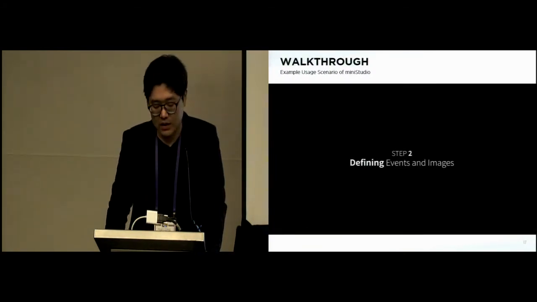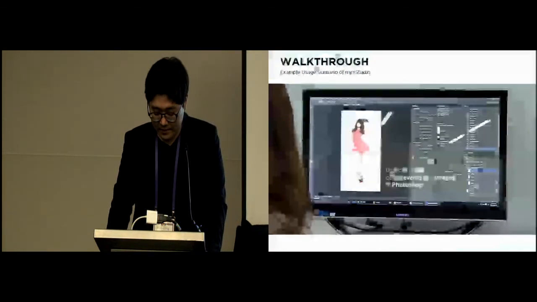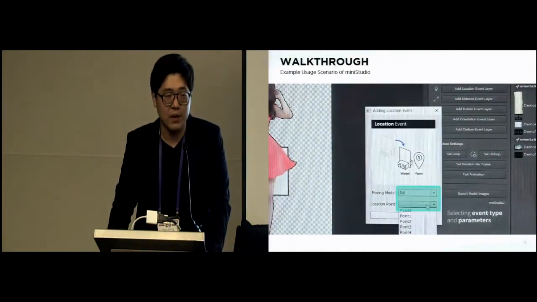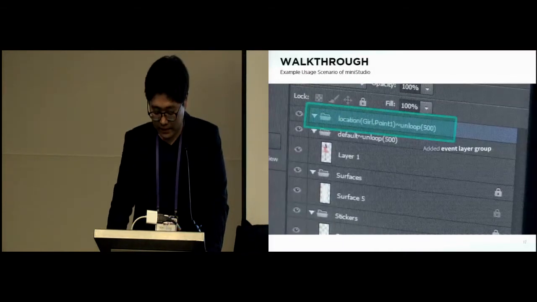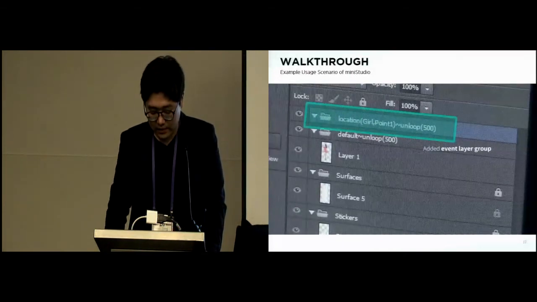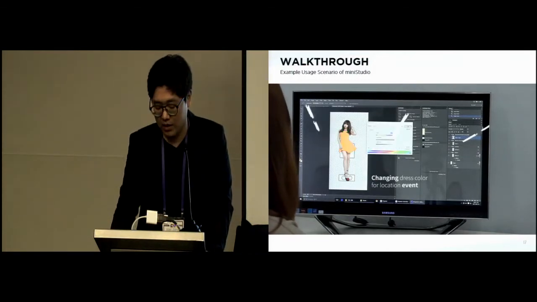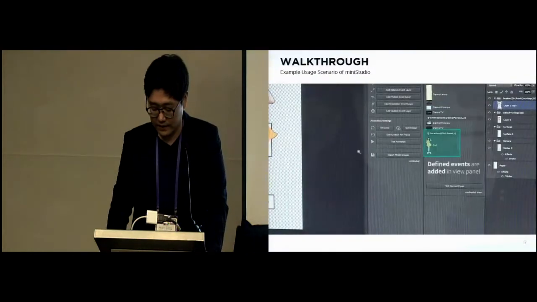The second step is defining events and images. When the user selects the event type and parameters, the event layer group is generated. The user can add a layer inside the group and generate images for defined events.